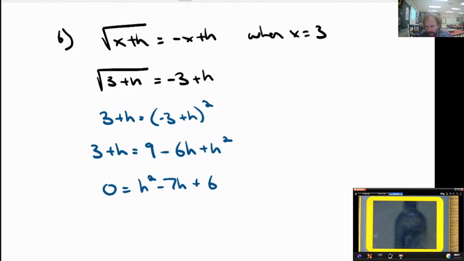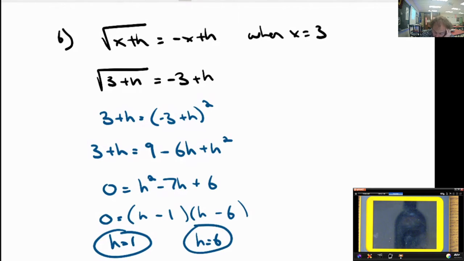And now I'm just going to factor it. 0, let's see, because we can just make this minus 1 and minus 6. Like that. So what that means is that h could be 1 or h could be 6. I believe there's 2 answers for this. We could plug them in, I suppose. Oh, you know, it's going to look like there's 2 solutions, but one of them won't work.